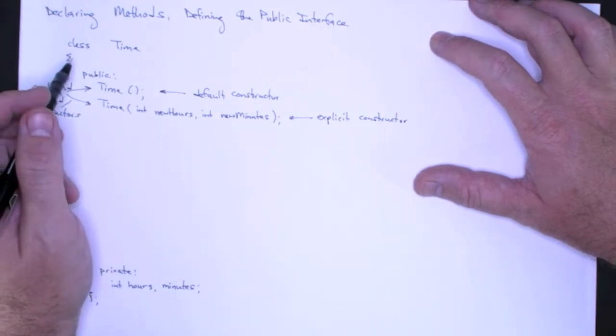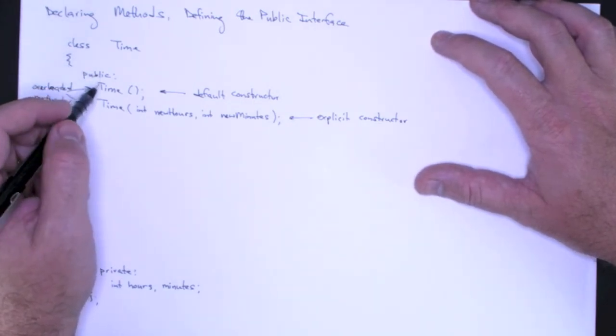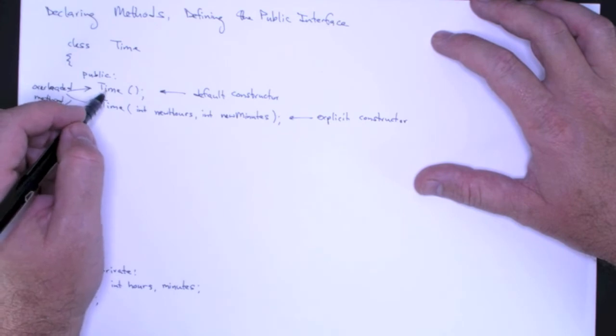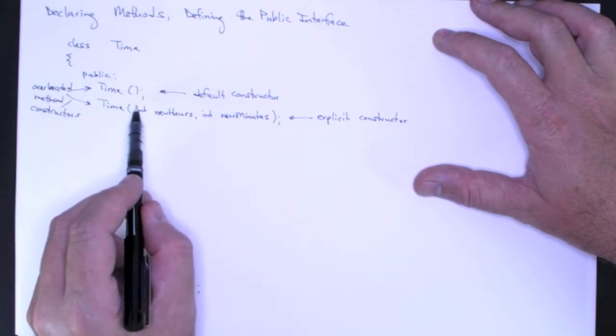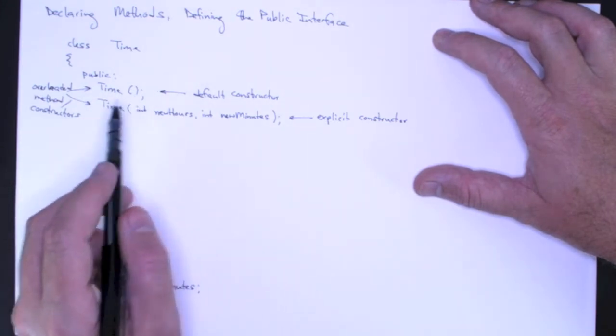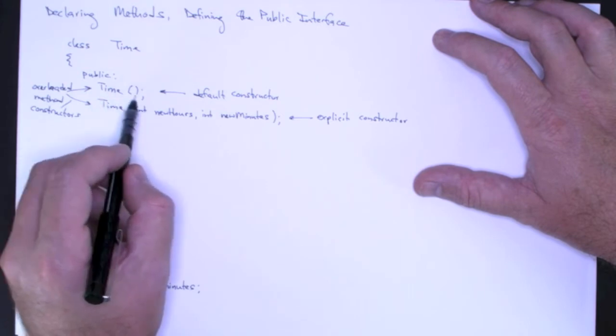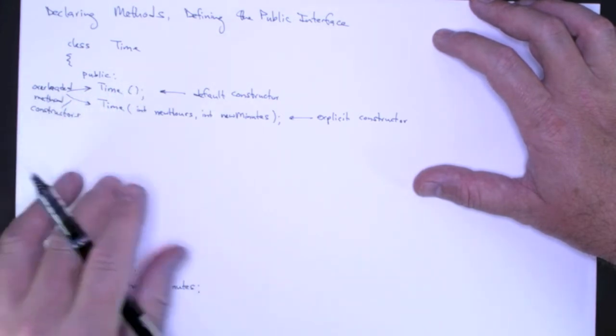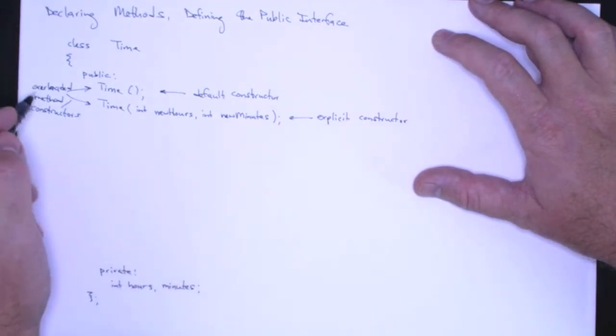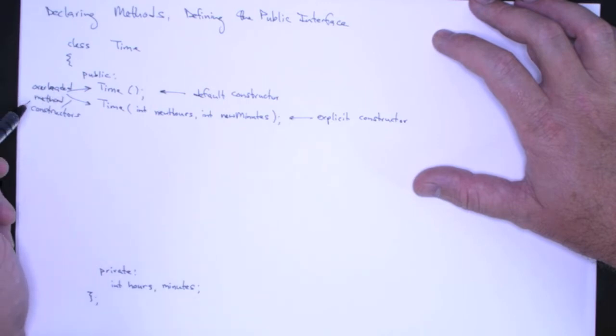In object-oriented programming languages, especially in C++ and Java, you can create methods with exactly the same name, and they're differentiated by their parameter list. So you can see that this constructor has no parameters. This constructor has 2 parameters. So you can have multiple methods with the same name, and we call this overloading.